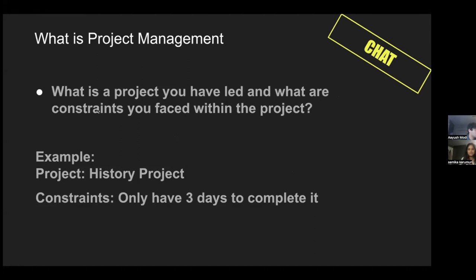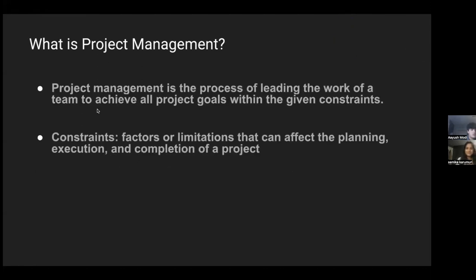So yeah, we're going to start off with the definition of project management. Project management is a process of leading the work of a team to achieve all project goals within the given constraints. Constraints are factors or limitations that can affect the planning, execution, and completion of a project.